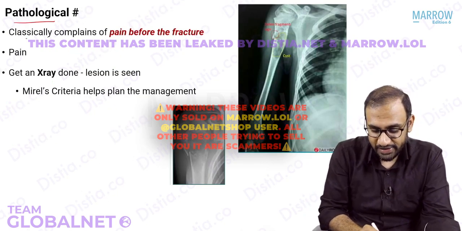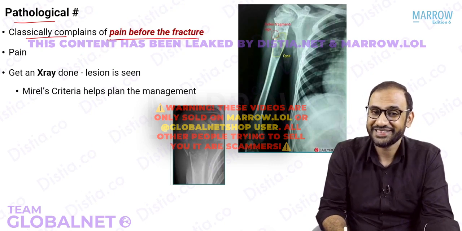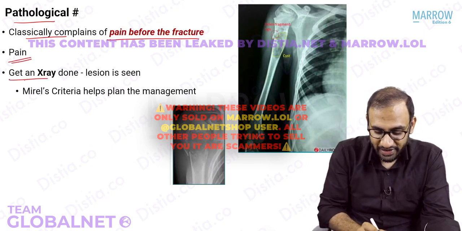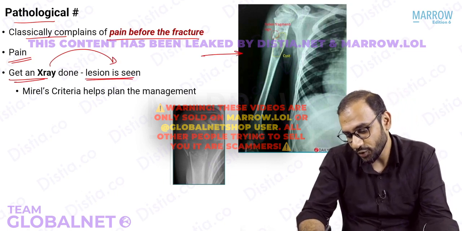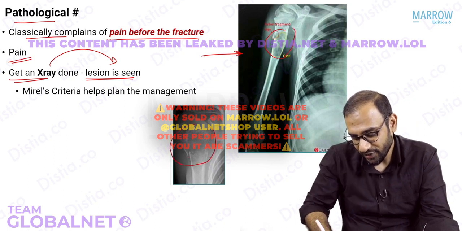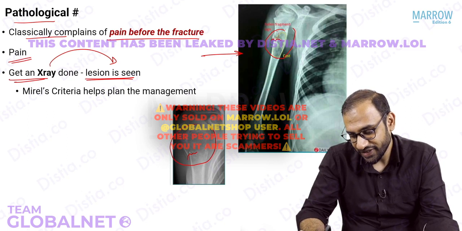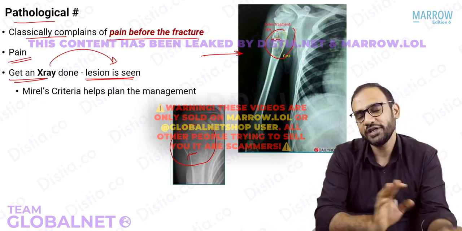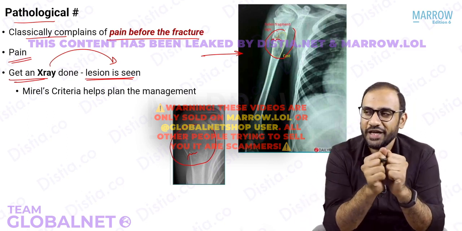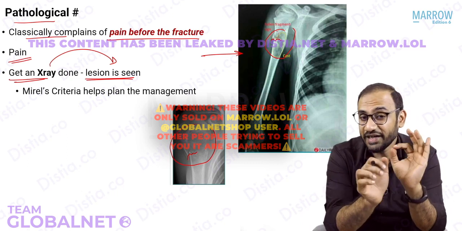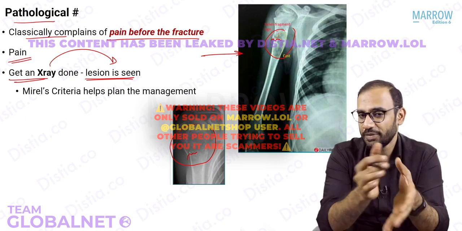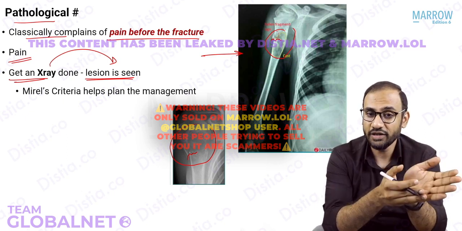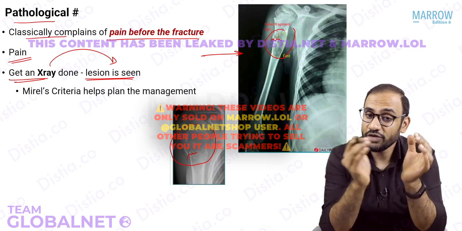Pathological fracture classically complains of pain before the fracture. Their complaints are usually pain. Get an X-ray done, and on X-ray usually you will find a lesion. So look at this. There is a lesion in the humerus here. Can you see the lesion here? Again, can you see a lesion here in the humerus? And you can see there is a fracture because of the lesion. These are pathological fractures. Now, for example, a patient comes to you with pain. You get an X-ray done. There is a lesion in the bone, but not yet fractured, which means it's an impending pathological fracture waiting to happen. Now, your aim is to either protect it or wait and watch. How will you make that call?